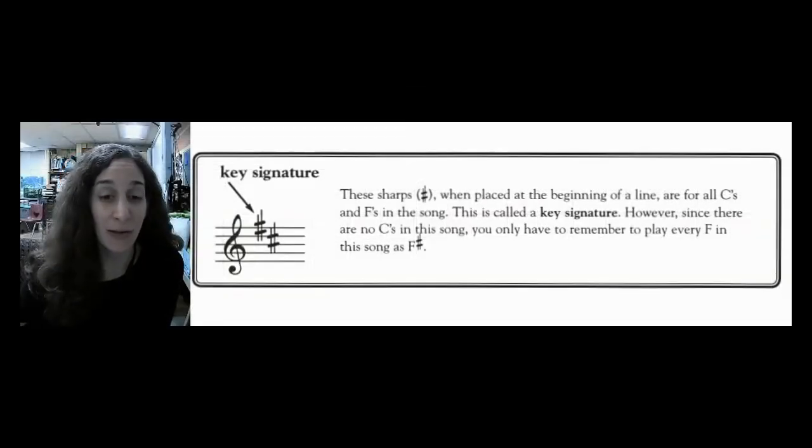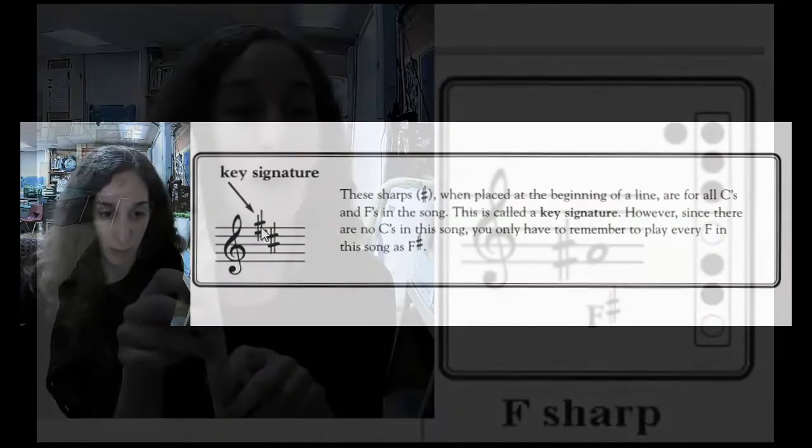So in this song, Twinkle Twinkle Little Star, we have a new key signature. The sharp sign is on the top line and the third space. So that means this is an F sharp and this is a C sharp. These sharps, when placed at the beginning of a line, are for all C's and F's in the song. This is called the key signature. However, since there are no C's in the song, you only have to remember to play every F in the song as an F sharp.